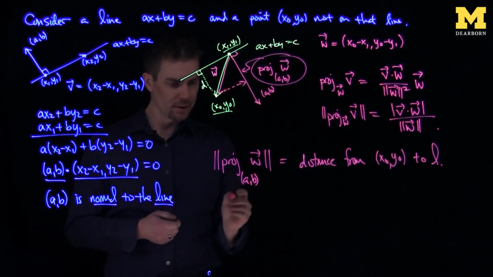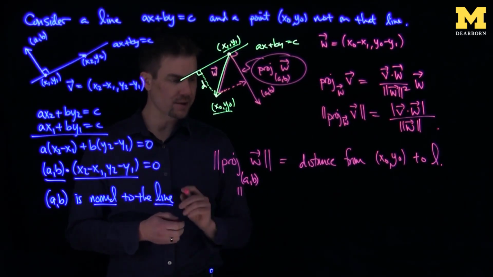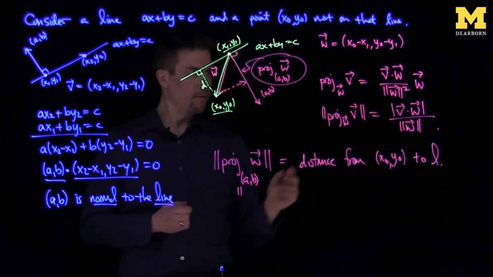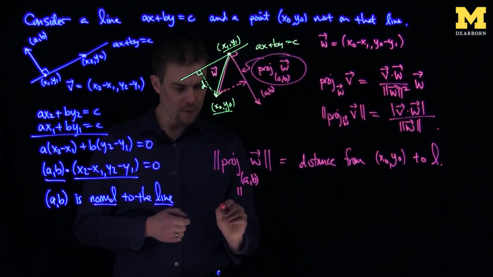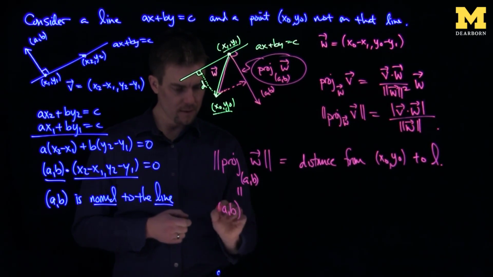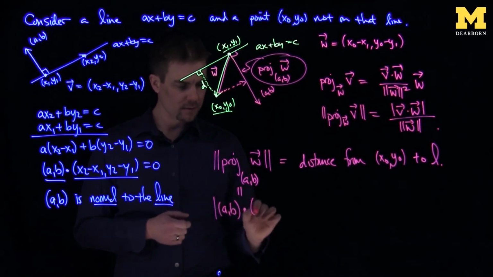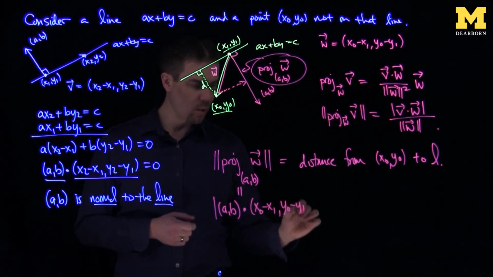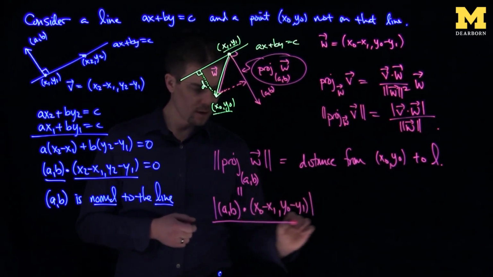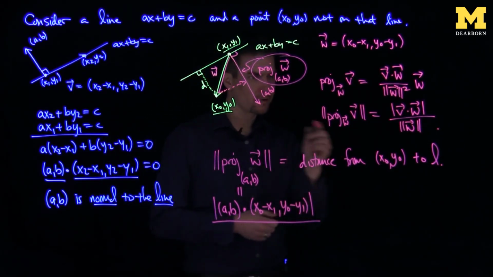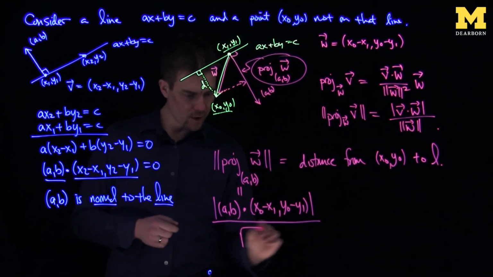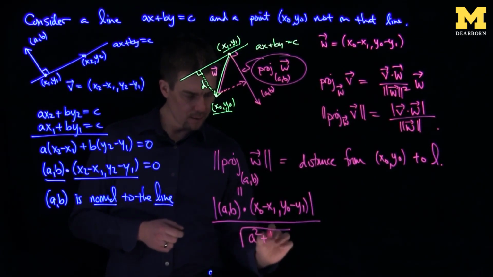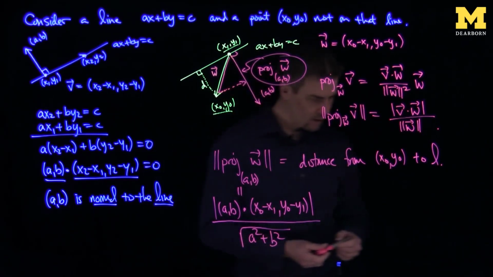So what will that be? According to this formula, this distance will be equal to v dot w. So that will be AB dot x0 minus x1, comma y0 minus y1, over the length of w, in this case, which is AB, so that's going to be the square root of a squared plus b squared.